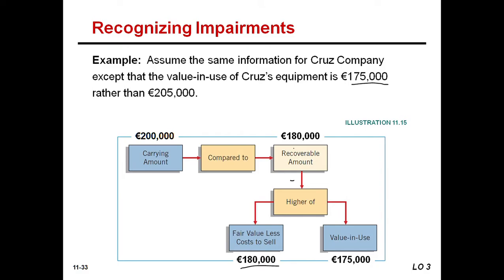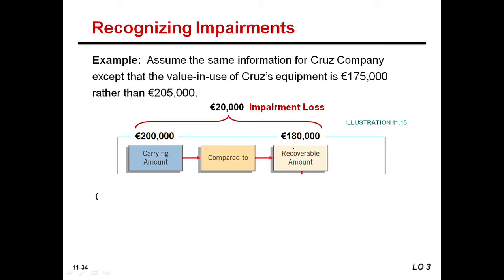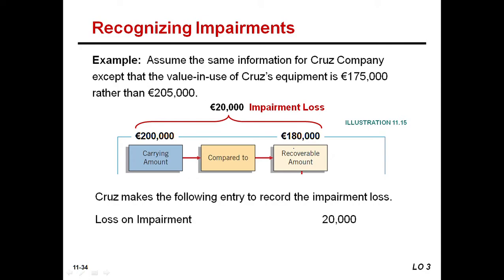Is there an impairment? Yes, there is an impairment, and the impairment amount is 20,000, which is considered to be a loss in impairment, which has to be adjusted by passing a journal entry, right? So in this case, the impairment loss is 20,000, and the entry that you will pass will be impairment loss debited 20,000 and accumulated depreciation credited.